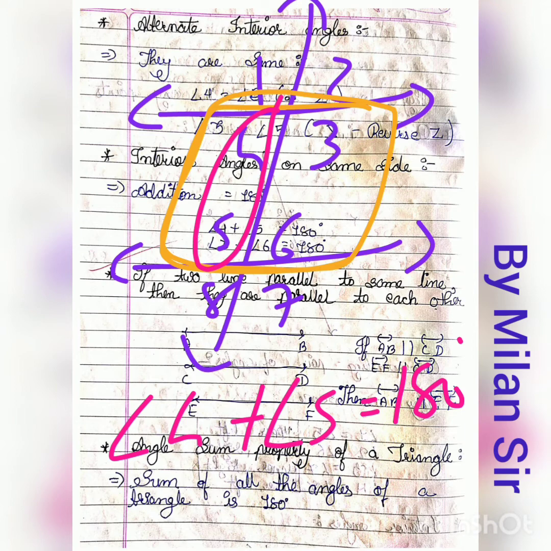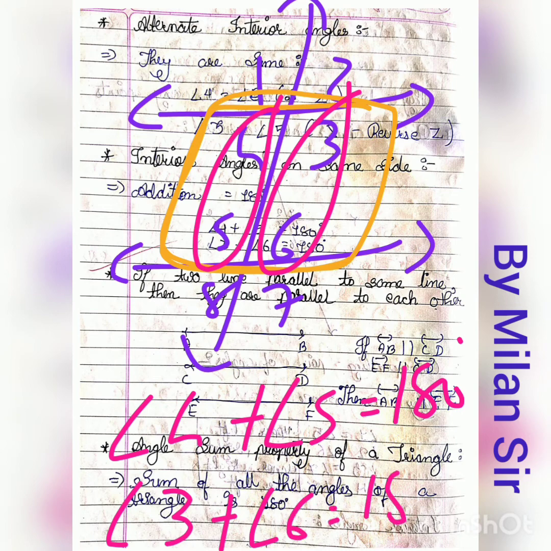Then for the second pair 3 and 6, that means the right hand side of the transversal. First of all interior angles, and after that for the right hand side, angle 3 and 6. So here also the addition of angle 3 and angle 6 is equal to 180 degrees. So angle 4 plus angle 5 is equal to 180 degrees, and angle 3 plus angle 6 is equal to 180 degrees.